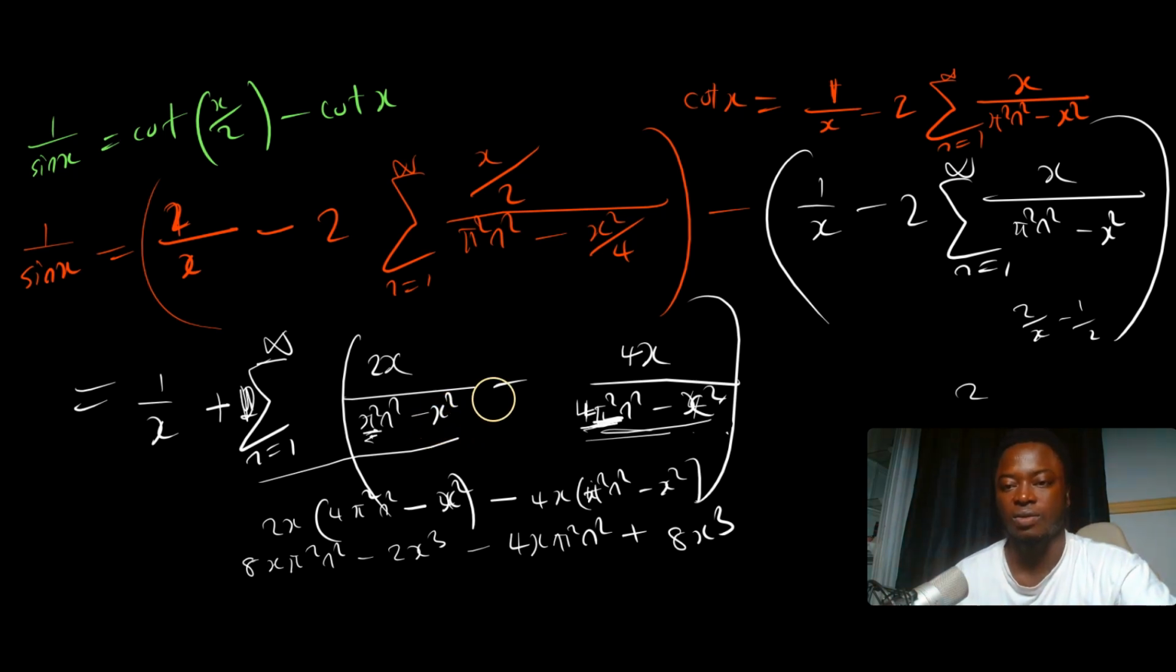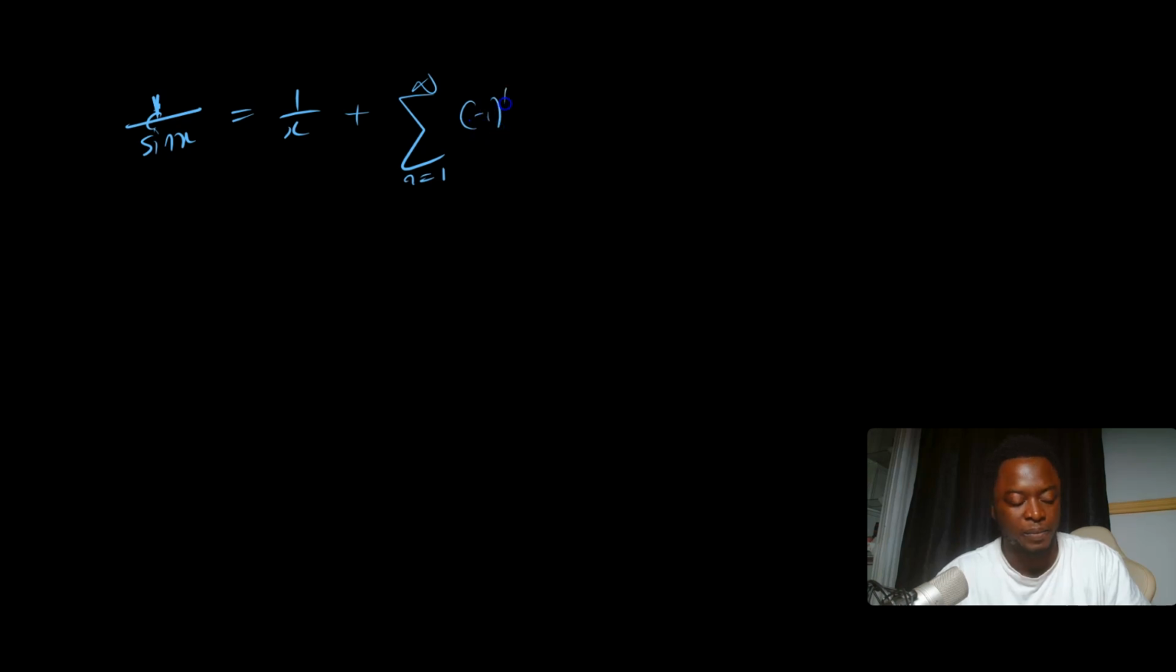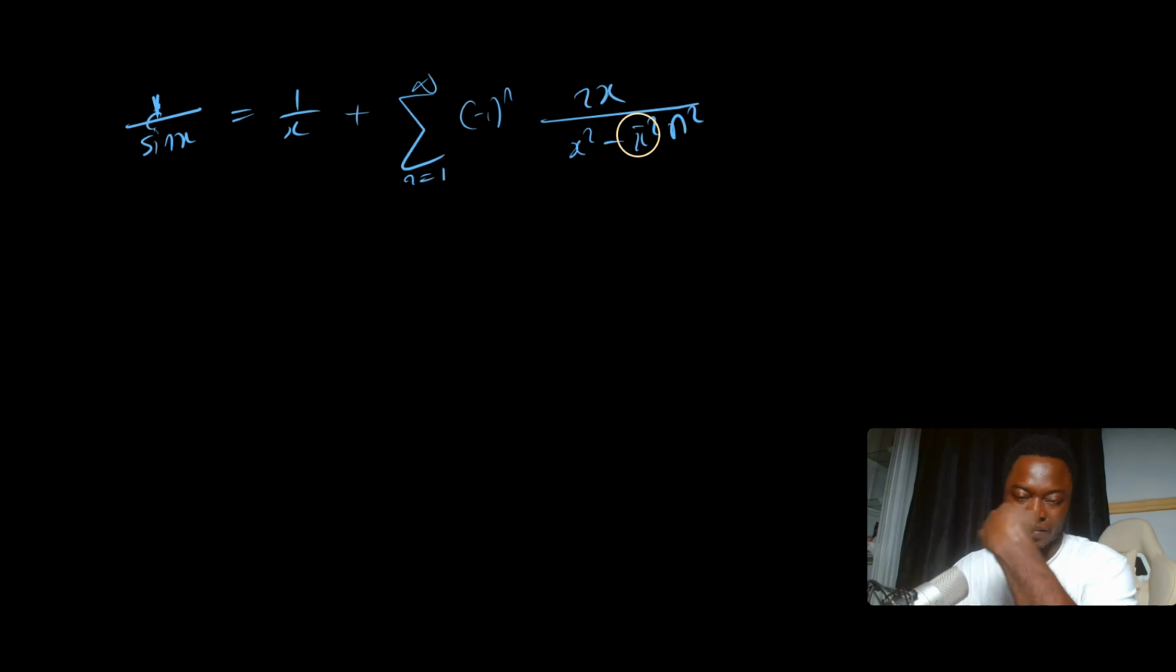So on the first page, you will obtain that 1 over sine of x would be 1 over x plus the sum as n runs from 1 to infinity of negative 1 to the n, times 2x divided by x squared minus pi squared n squared. Yeah, so that is that.